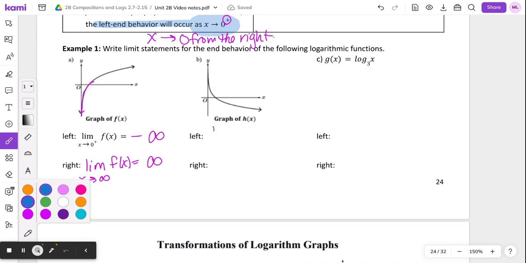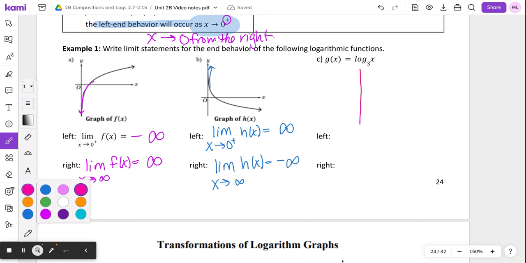All right, for this middle graph, again, we're talking about as we approach 0 from the right, we're going to be infinitely larger, so infinity. And then the limit as x approaches infinity for h of x, it's going to negative infinity.